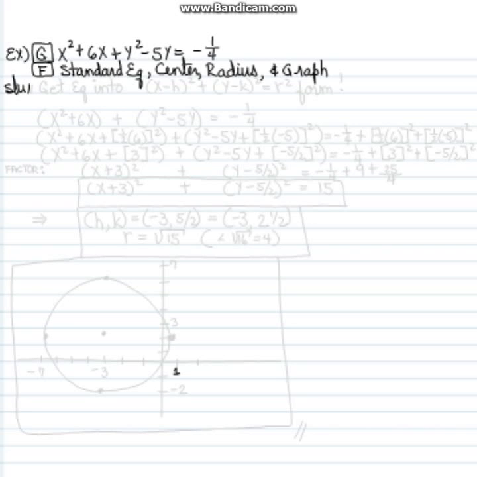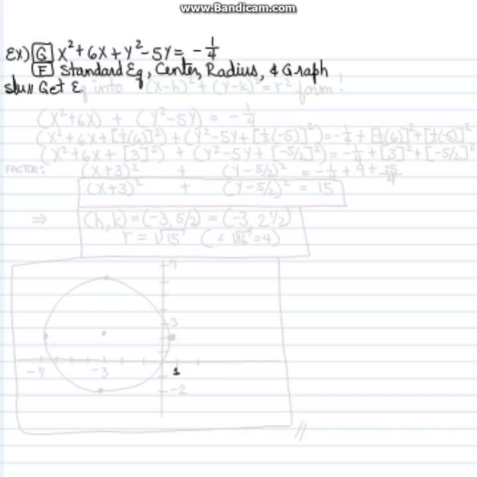We're given the equation x squared plus 6x plus y squared minus 5y equals negative 1/4. We're asked to find the standard equation, the center, the radius, and the graph. This is the equation of a circle in messed up form. We need to get it into standard form. Then we'll be able to answer all the questions.